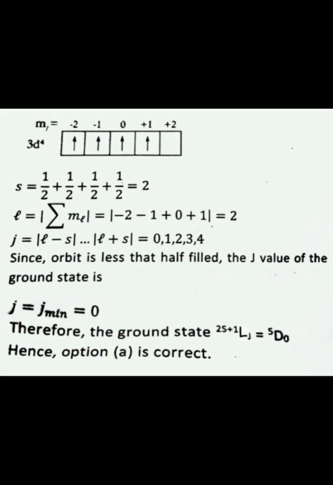That means the J value of the ground state is J equal to J minimum. That means it is L minus S, and this is equal to 0. The spectral term for the ground state can be written in the form 2S+1 L_J. Here L means it is the d orbit, then 2S+1, that means 2 into 2 plus 1, is equal to 5, and J is equal to 0, that is 5D0. So the answer is option A.